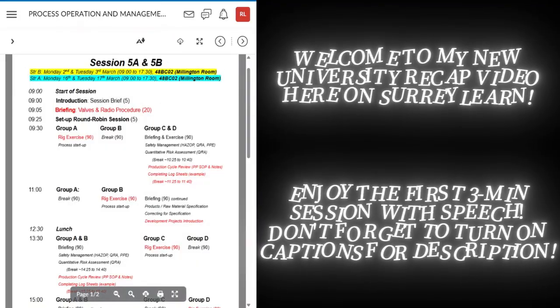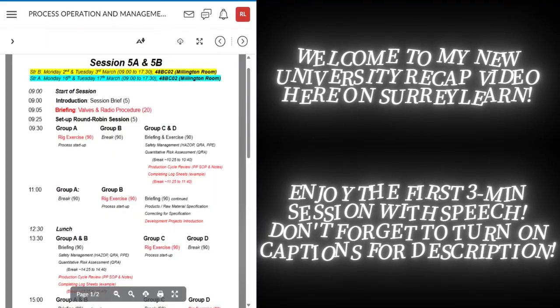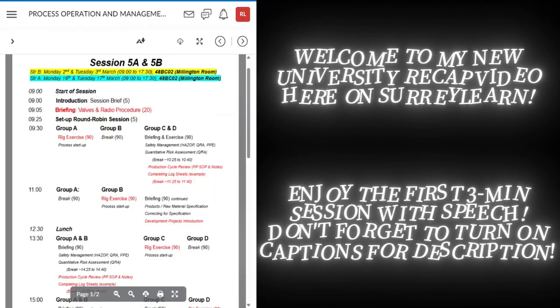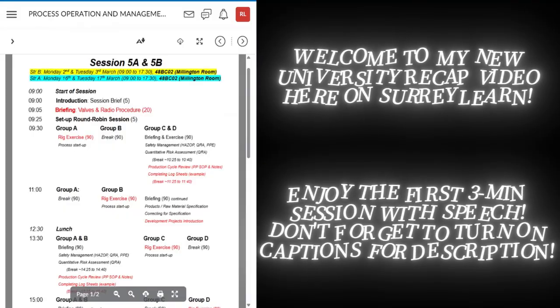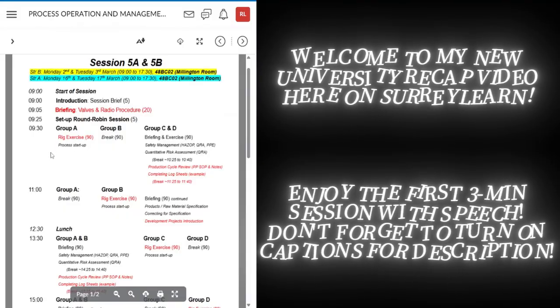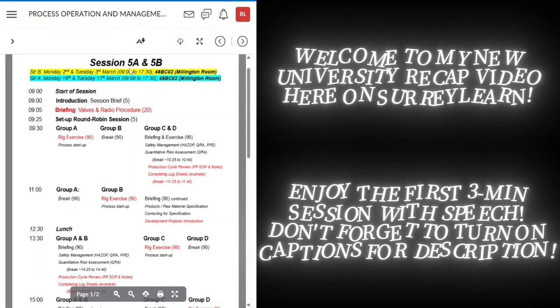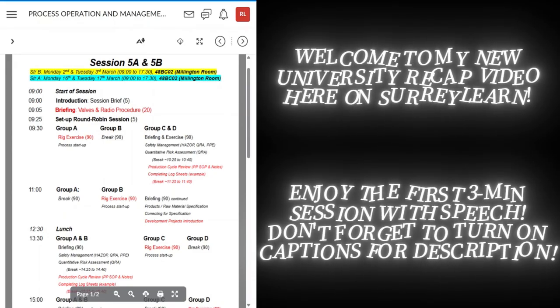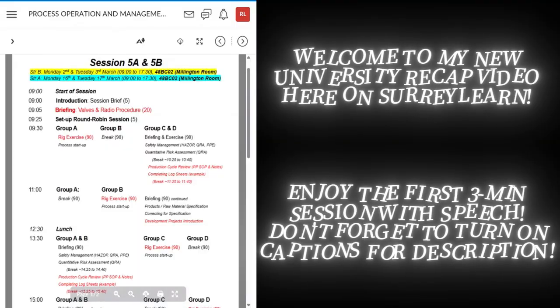Our group is located on stream B, so either Monday or Tuesday, but actually I am on the Tuesday session, like what I did in recent days. So here is the schedule, what that typical day looks like for session 5A and 5B. I'm going to cover it for you.